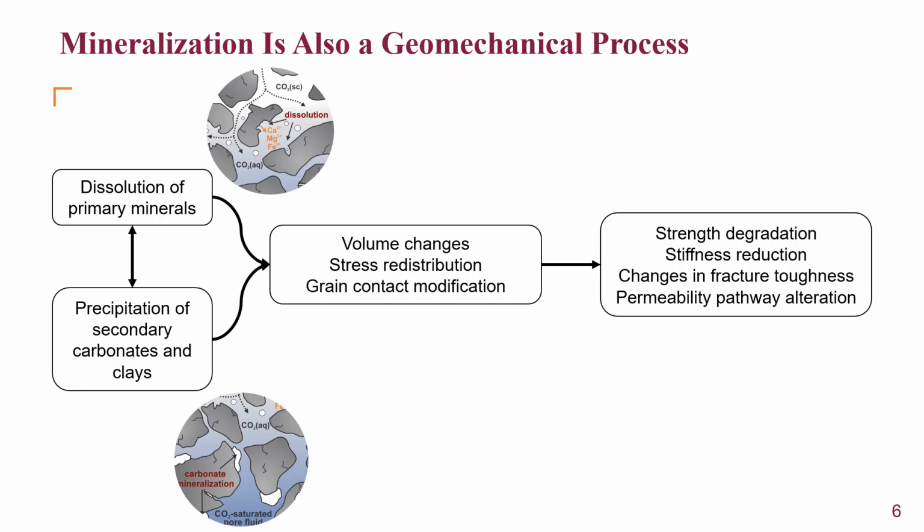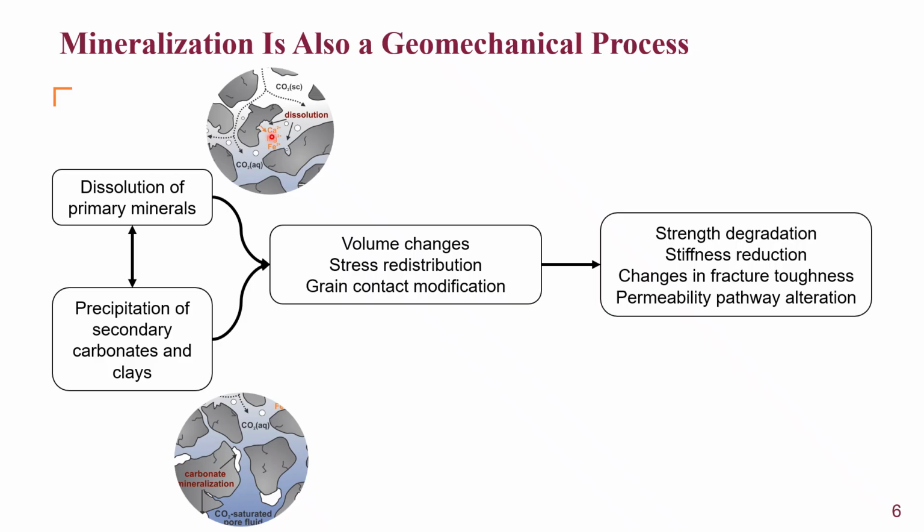Okay, now the process of mineralization is not only a chemical process but it's also a geomechanical process. This is why. As the dissolution of primary minerals, as we have seen the talc, pyroxenes, olivines dissolve, calcium, magnesium ions or cations are liberated from the surfaces or from the matrix. And this causes the matrix to lose some form of volume.